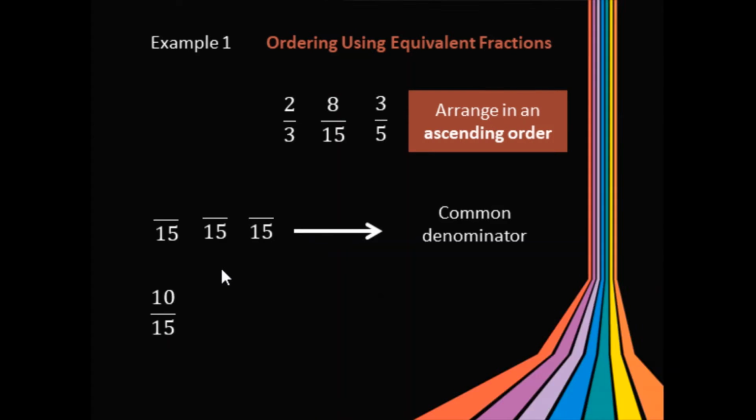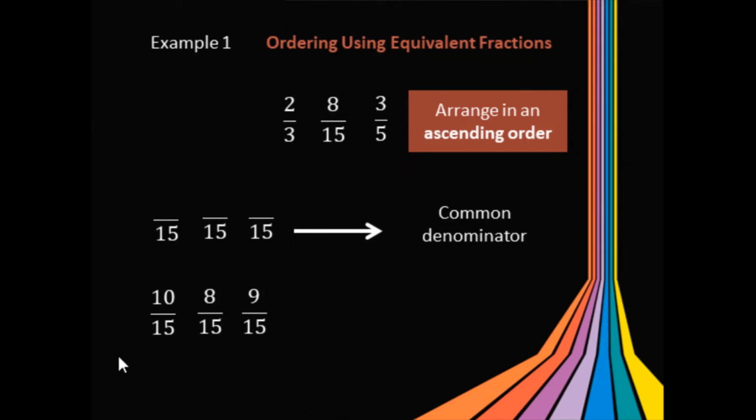Okay, 15 divided by 3 is 5 times 2 is 10. So we get 10 over 15. Next is 15 divided by 15 is 1 times 8 is 8. So we get 8 over 15. The last one is 15 divided by 5 is 3 times 3 is equal to 9.